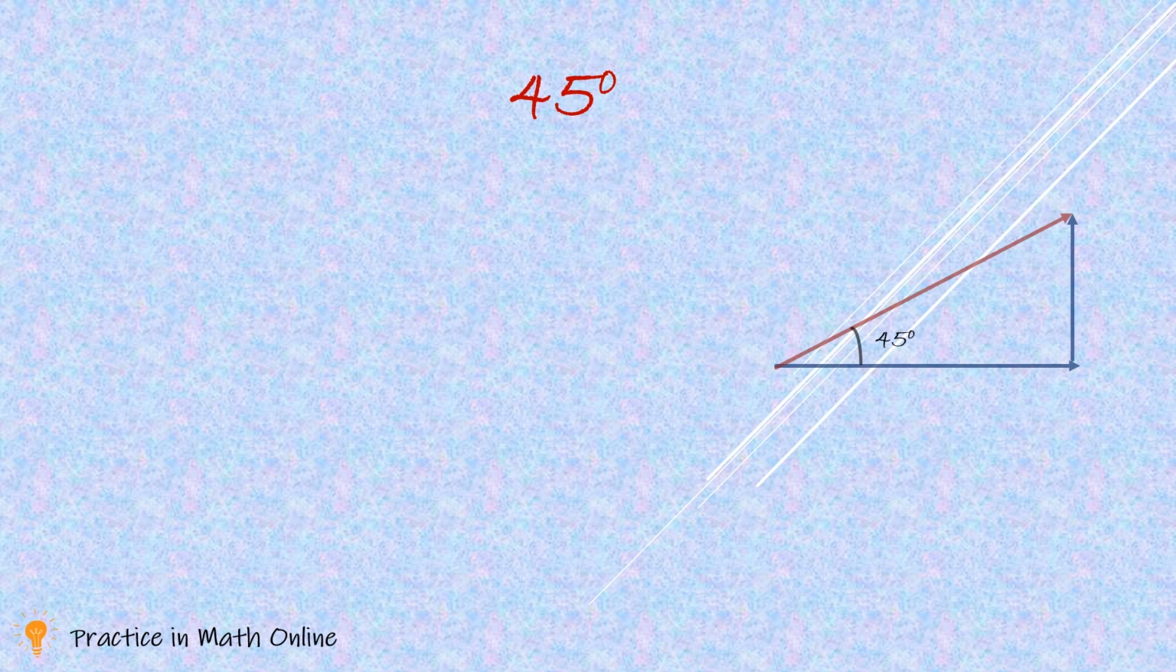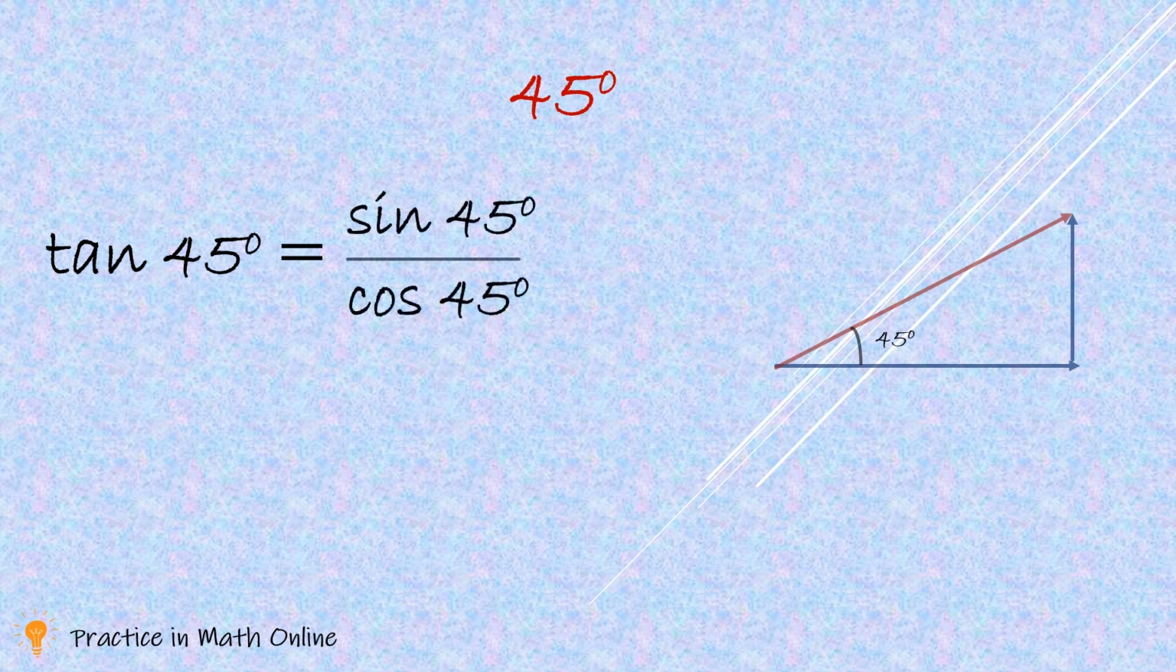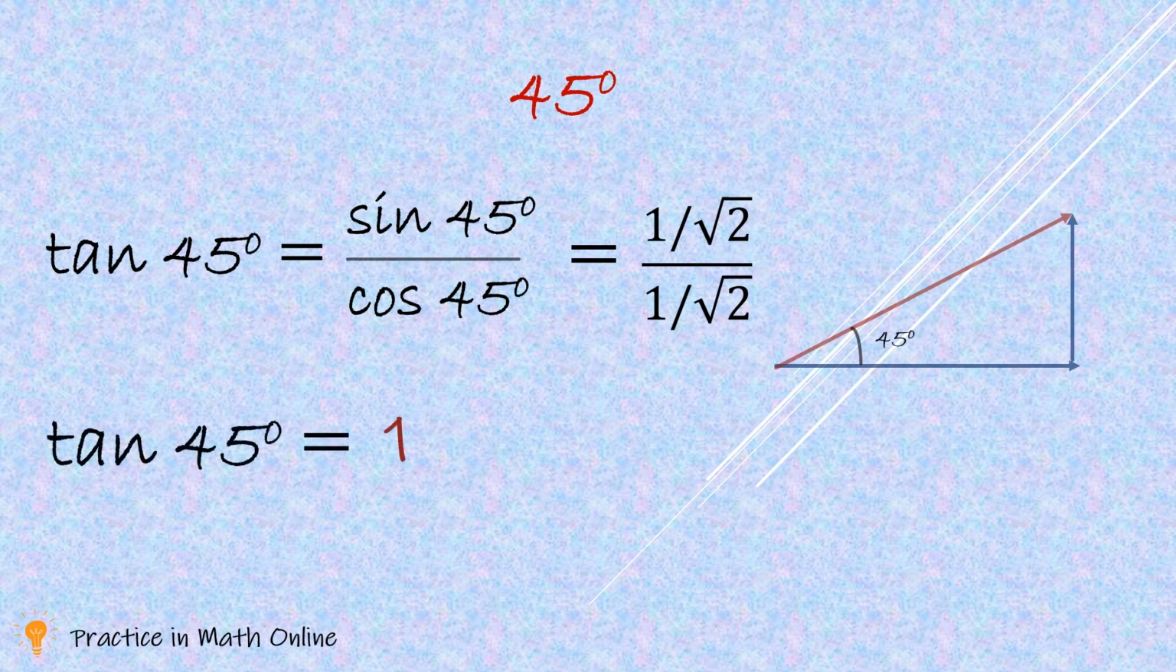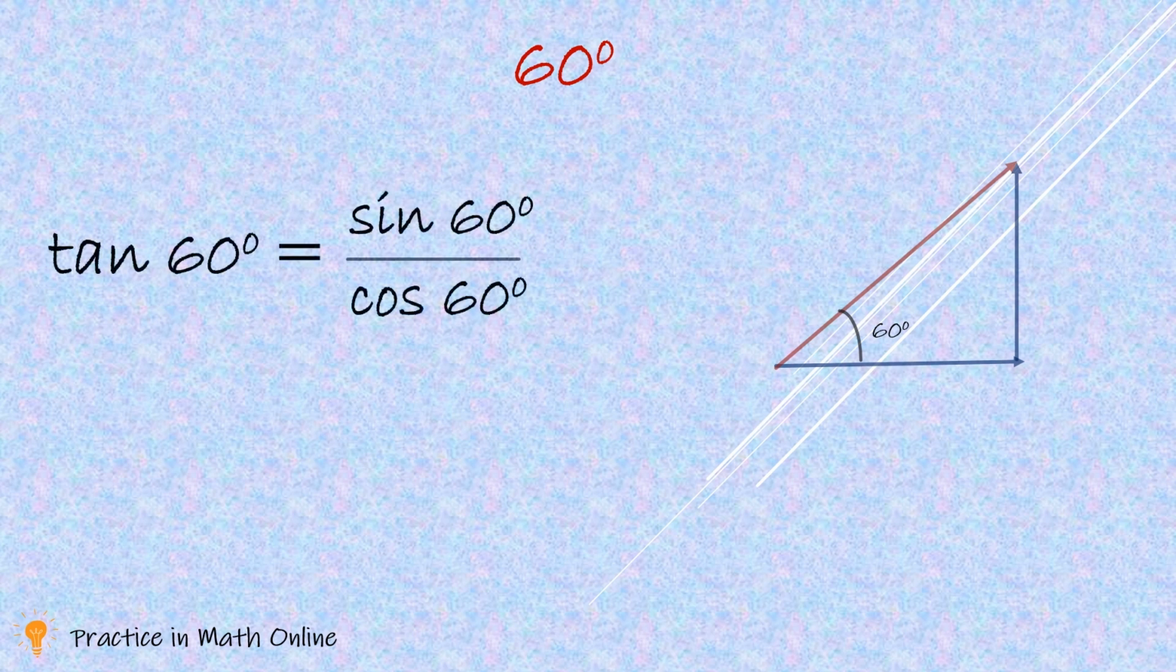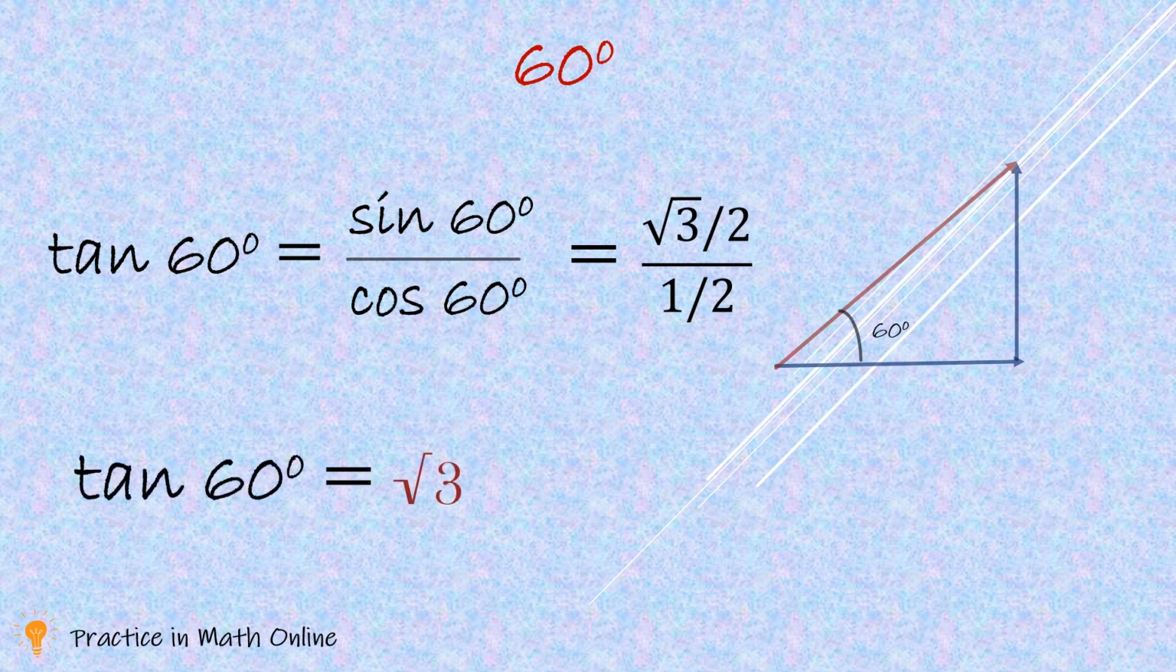Next is 45 degrees. Tan 45 will be equal to sin 45 over cos 45, and both of them are equal at this angle. That means both of them are actually 1 over root 2. Since they are equal, tan 45 will be 1. Let's move on to 60 degrees. Tan of 60 will be equal to sin 60 over cos 60. And sin 60 is root 3 over 2. Cos 60 is 1 over 2. So 2 and 2 get cancelled in the denominator and we get tan 60 is root of 3.